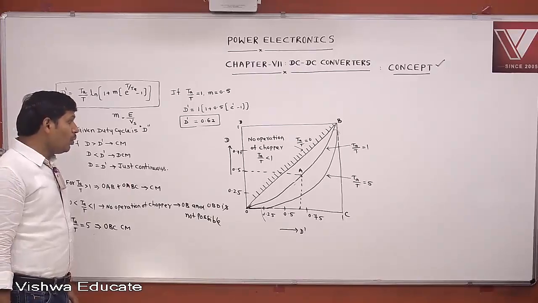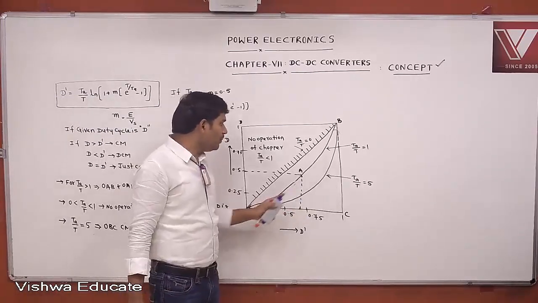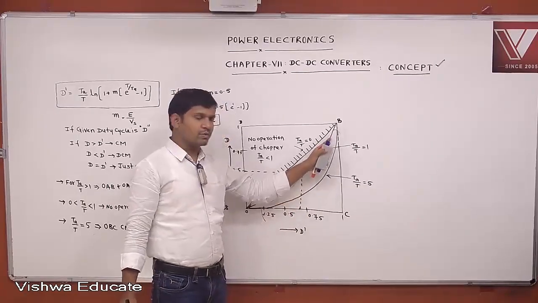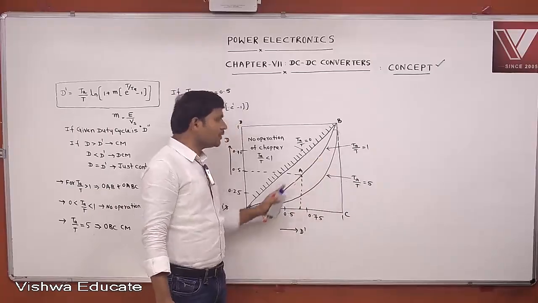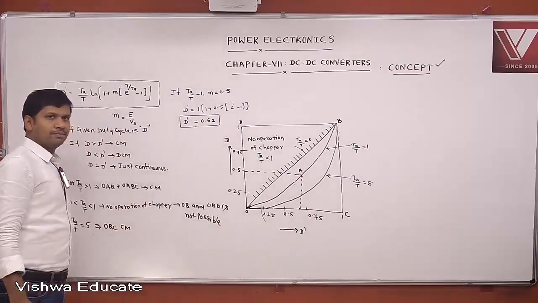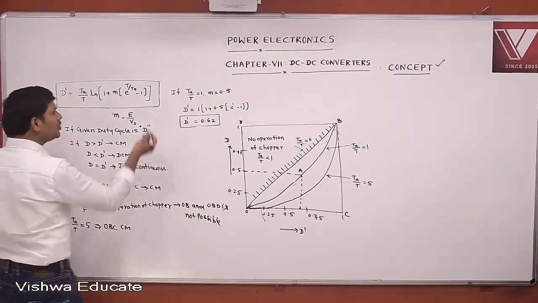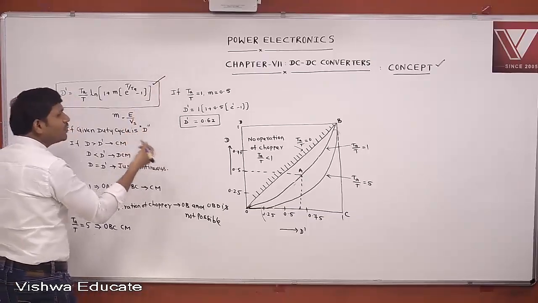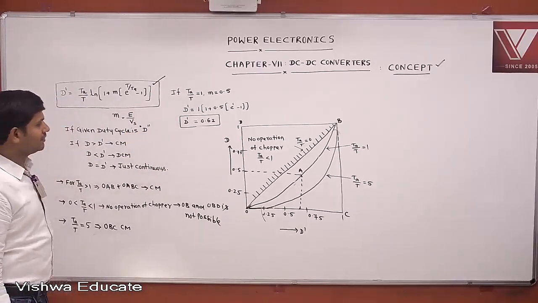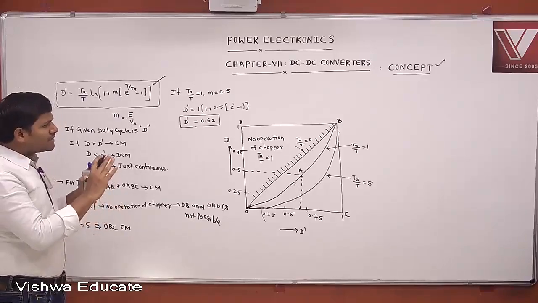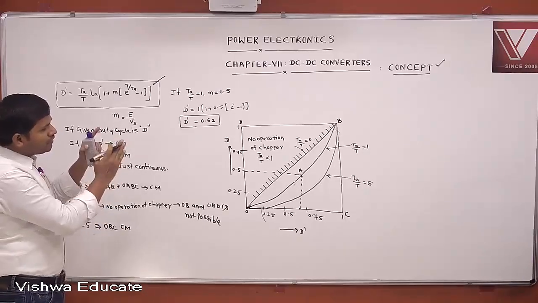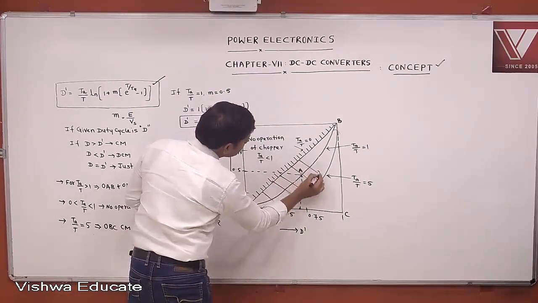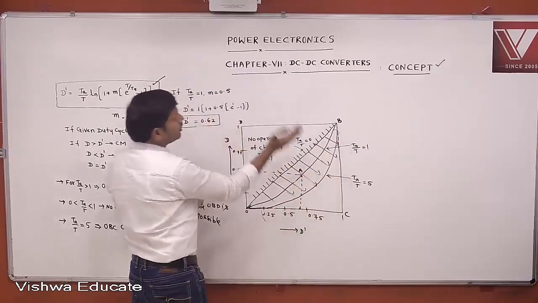Then what about OAB? For TA by T equal to 5, curve OAB becomes discontinuous mode, but OBC becomes continuous mode. We can substitute different values here to get an idea of when it is continuous mode and when it is discontinuous mode. That is enough. Here we just concentrate on which is operation and which is not. Below this, chopper operation is possible. Above this, it is not possible.